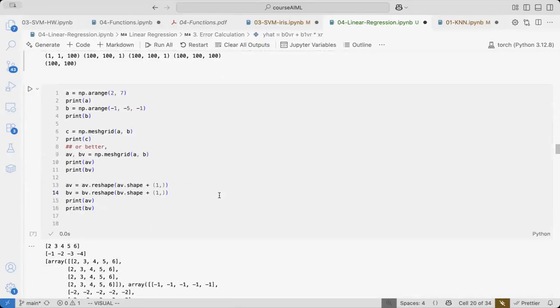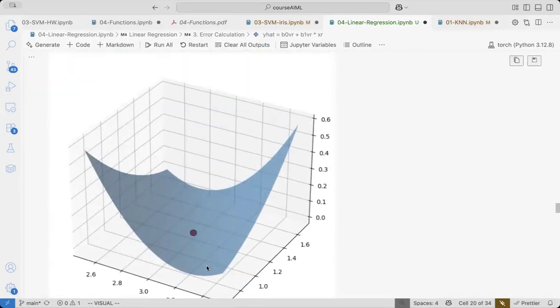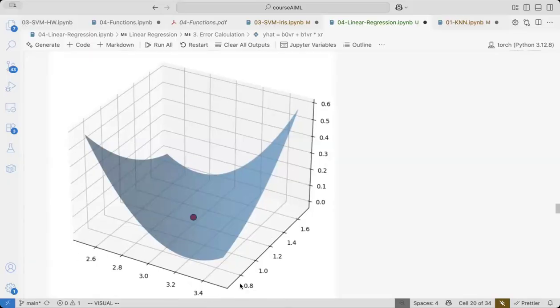Okay. The outcome of this, I'll come back to the contour, is this plot. When I plot it, I have my B0 and B1 along these axes. My loss is along the y axis, or the z axis. And when I plot it, you see this curved thing, right? This is something that I really want you to internalize.